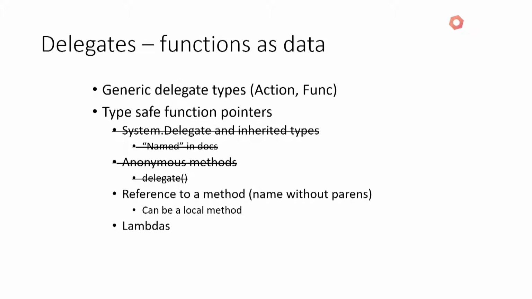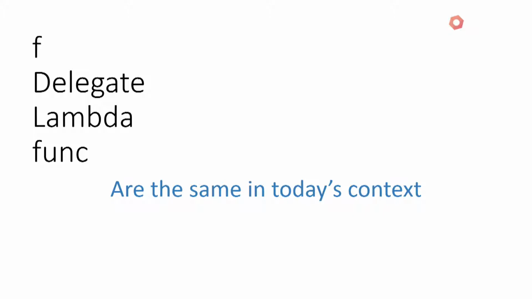We use lambdas, okay? We're almost always using lambdas. Don't forget about referencing a method without its parentheses, particularly with local methods, because it allows you to name your lambdas effectively, and if you have a performance concern, it gets you around the performance problem. All those things mean the same.